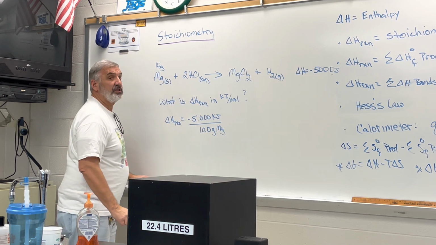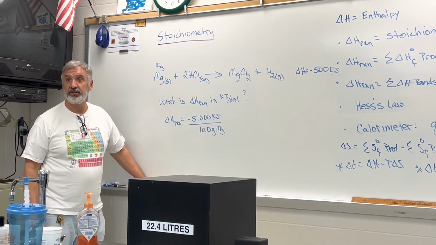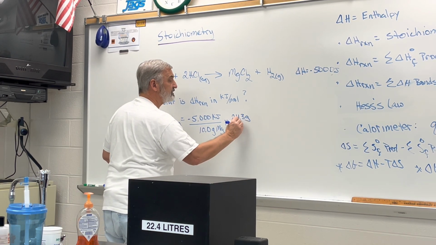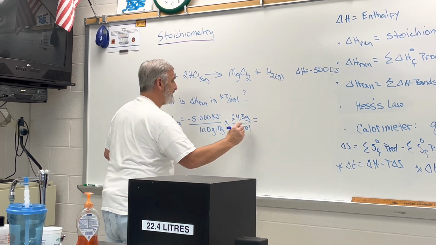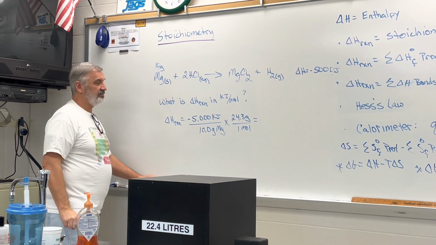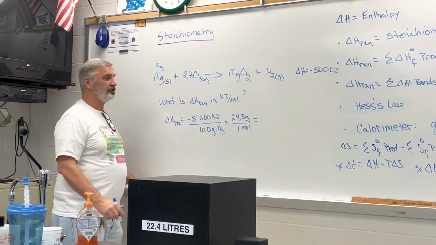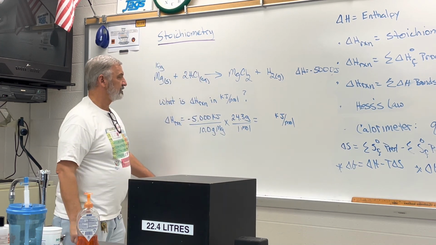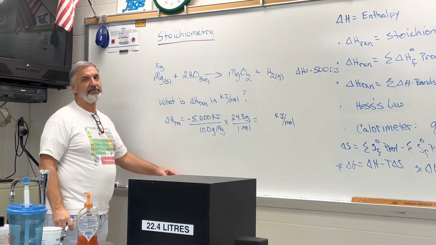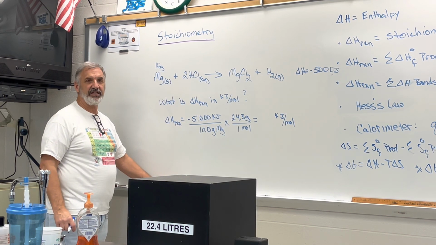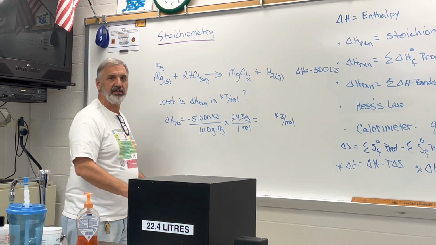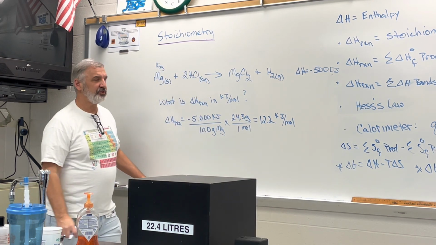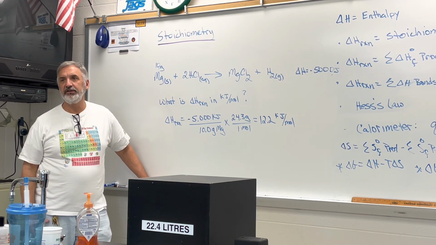Okay, so how do I get it to kilojoules per mole? Times the molar mass of the magnesium, so times 24.3 grams over 1 mole. And that's going to give me whatever that comes out to, kilojoules per mole. It's like 12.5. 25 times 5 is 125, divided by 10 would be 12.5, so it's going to be a little bit less than 12.5. Let's estimate 12.2. Close enough for government work.